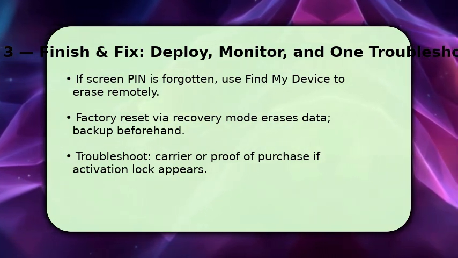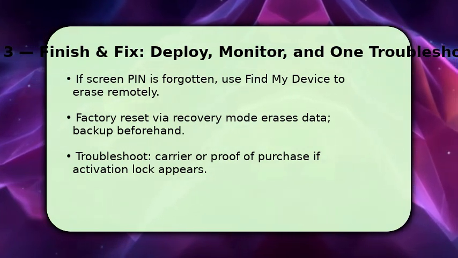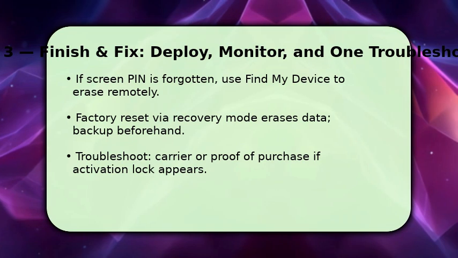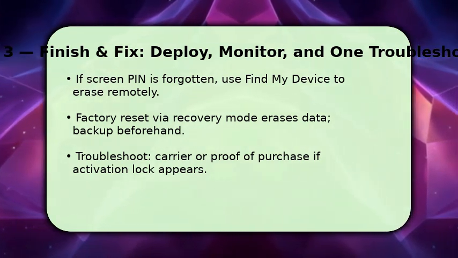Once done, sign back into your Google account. If activation or carrier locks appear, contact carrier or provide proof of purchase. That's the key troubleshooting step if something goes wrong.